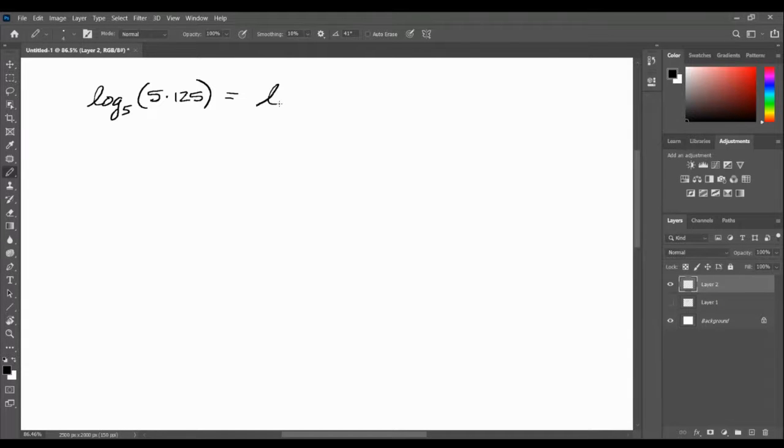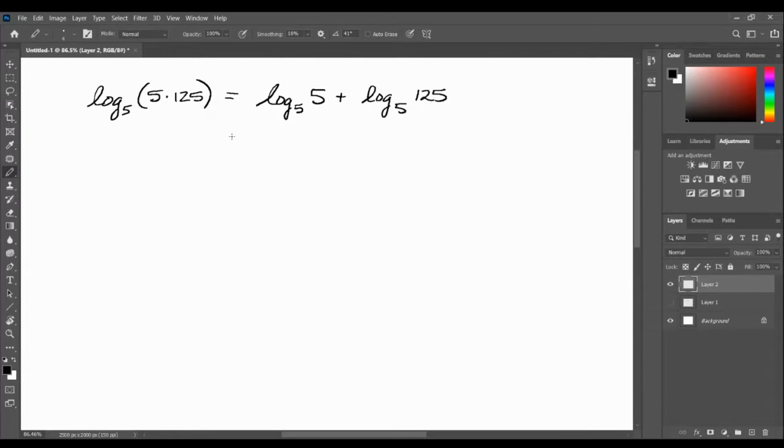I can write this as log base 5 of 5 plus log base 5 of 125. Notice I had a product, and I just split this into the sum of logs. And when I say I had a product, it was a product within the argument of the logarithm. It wasn't 125 times log base 5 of 5. It was log base 5 of this product.